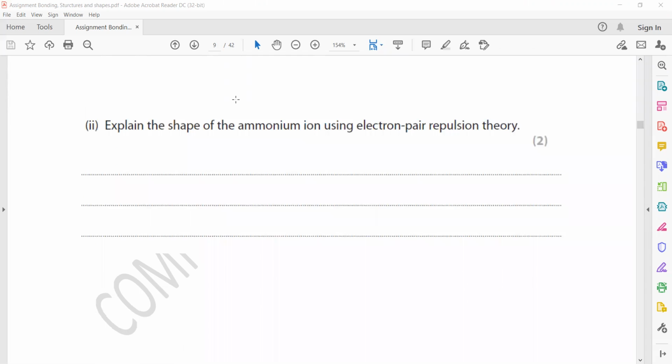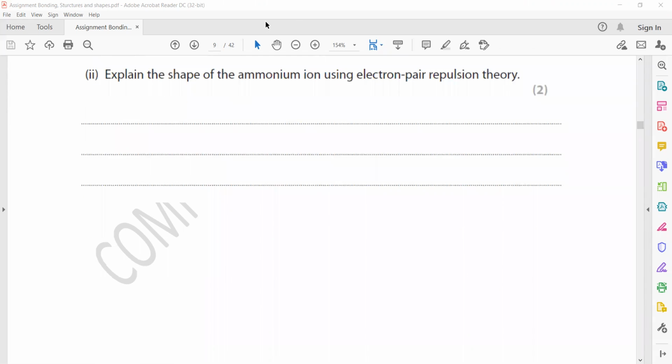Explain the shape of ammonium ion using electron pair repulsion theory. So what will be the shape of ammonium ion? As we know, when we work out the total number of bond pairs, it appears that it has 4 bond pairs. One, this dative bond is also counted as a bond pair, 2, 3 and 4, and whenever 4 bond pairs are there, then it will be tetrahedral. So it will be tetrahedral because of 4 bond pairs.